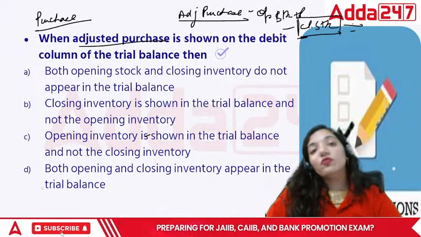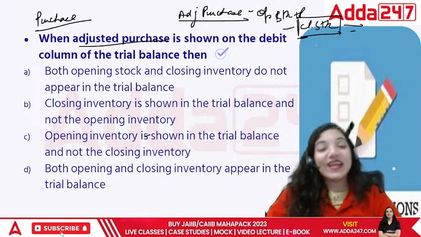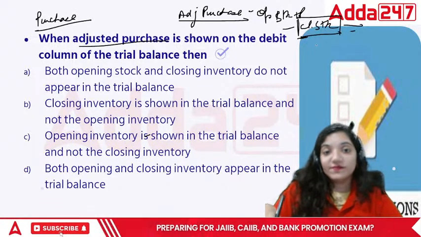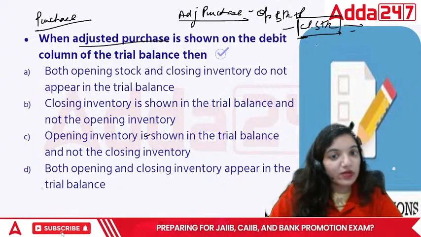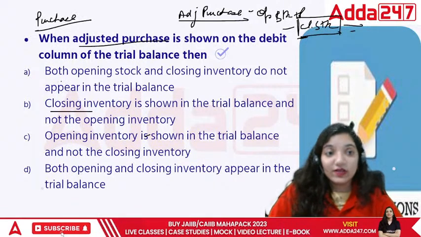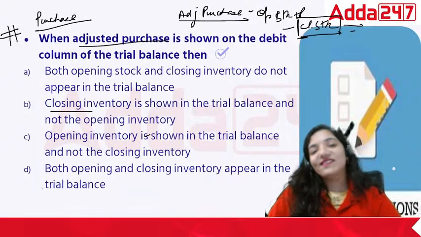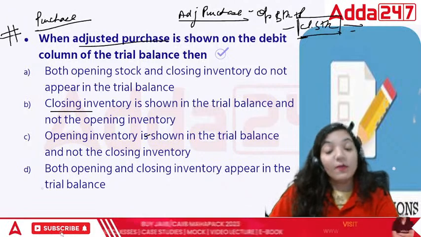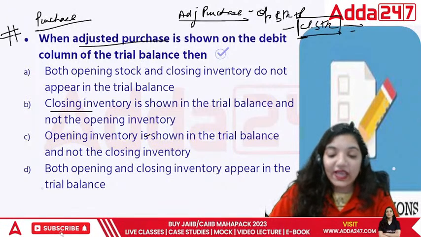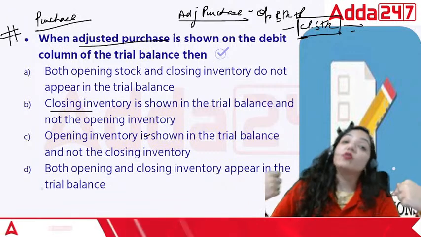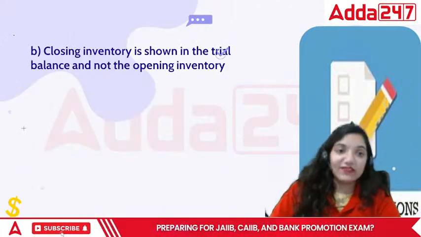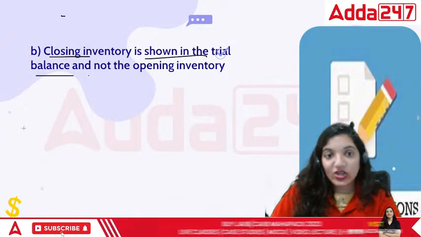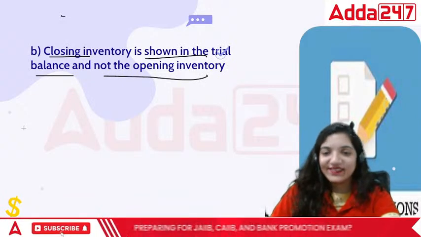That means you are making the debit side a little lesser by eliminating closing stock. So you will have to show closing stock. The opening stock will not be shown, but the closing stock will be separately shown. This is another question of the day. In the trial balance, it's a rule that you do not put the closing stock at all. But if you adjust the closing stock, then you will have to write the closing stock as well in the trial balance. That's a very important rule of trial balance. Closing inventory is shown in the trial balance and not the opening inventory. Right?